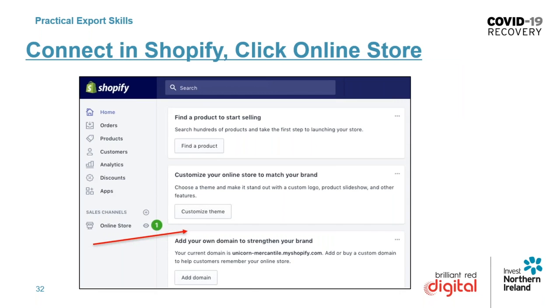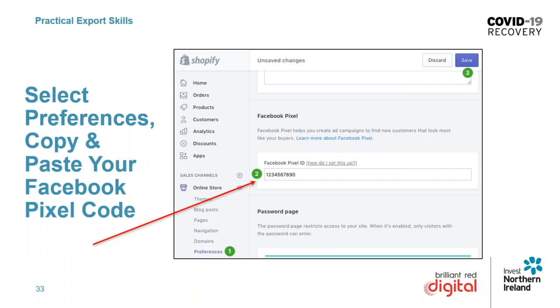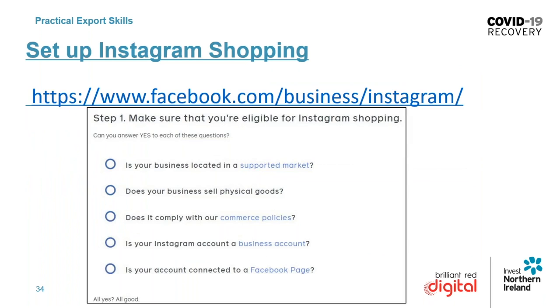In Shopify then, everyone that's on Shopify should be familiar with this. So you click on Online Store down the left-hand side, and then you select Preferences, and then you copy and paste your Facebook pixel code, which is generally, I think it's an 11 or 13 digit code, or maybe it's a 16 digit code, and you paste it in there. And what that actually does then is connect all your products straight into Facebook.